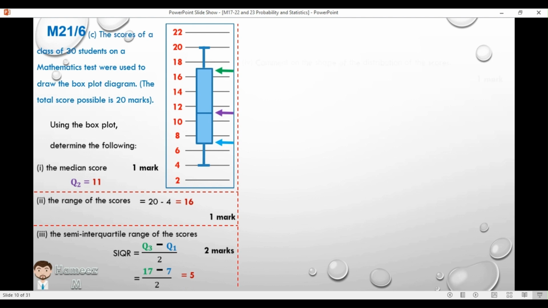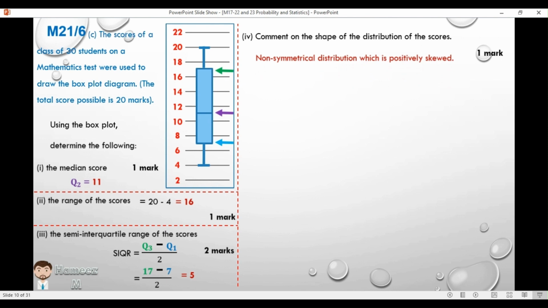Let's now go on to part 4. Comment on the shape of the distribution of the scores. So if we look at it, we can see that Q2 is not in the middle of Q1 and Q3, but there's a larger space from Q2 to Q3 than from Q2 to Q1. As such, we can say that it is a non-symmetrical distribution, which is positively skewed, or skewed to the right, accordingly, if it was a horizontal diagram.